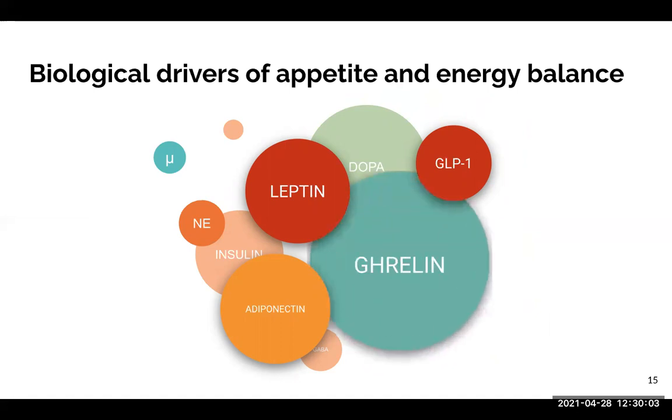Ghrelin is a hunger hormone, tells your brain to eat. Leptin is a satiety hormone, says that you're getting full, gives a sense of satisfaction. And there are other chemical signals that come from the fat itself. Even adiponectin has been found to be decreased in people who have obesity, and it alters your body metabolism in ways that I think are not fully understood.